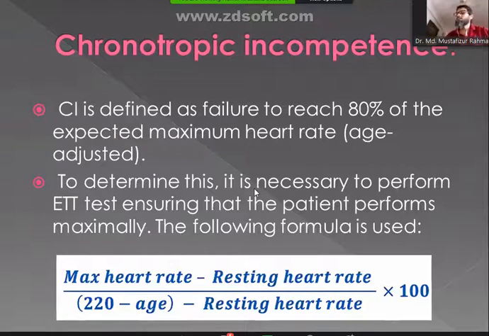To determine this, we have to perform the ETT, and the patient should perform maximally. The maximum ETT will identify the chronotropic incompetence through this formula. All of you know that: maximum heart rate minus resting heart rate, divided by 220 minus age minus resting heart rate, into 100.